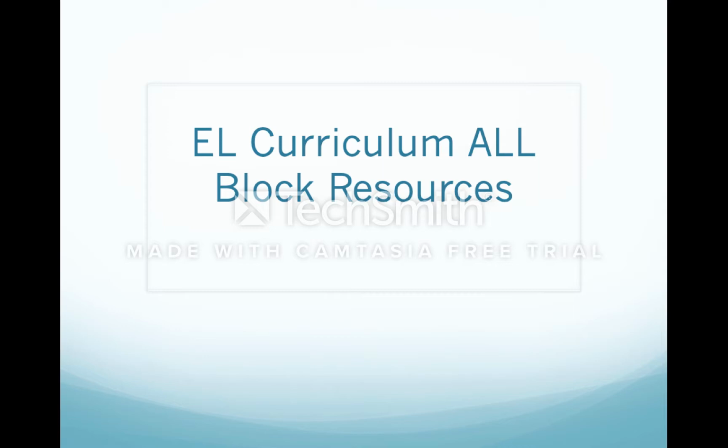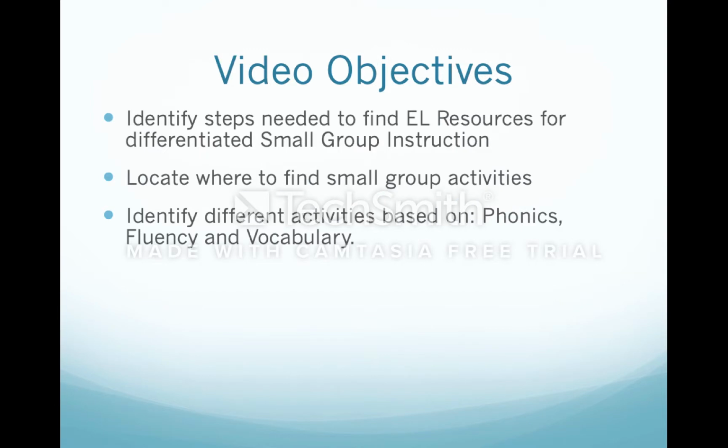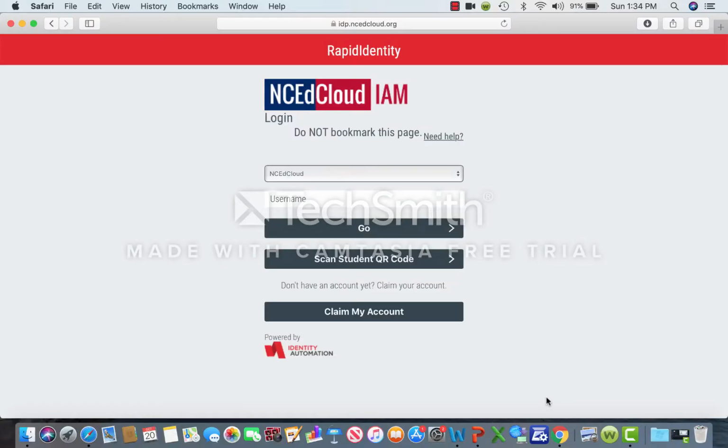I now want us to shift our attention to finding resources that you can use during your small group time. By the end of this video, you will be able to identify steps needed to find L resources for differentiated small group instruction, locate where to find those small group activities, and identify different activities based on phonics, fluency, and vocabulary. In order to access your L curriculum materials, there are several steps that we need to go through.